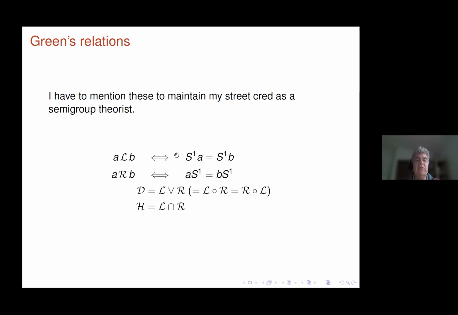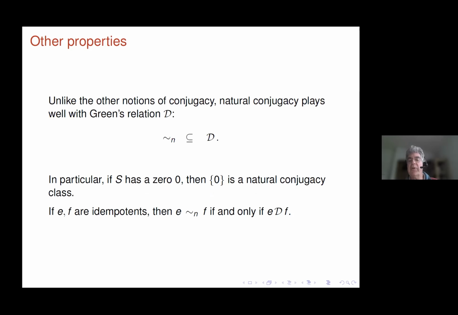So why am I mentioning Green's relations? Well, like I said, for one thing, I have to, and for cultural reasons. But the other reason is because natural conjugacy actually plays well with them, specifically with D. So unlike all the other notions of conjugacy, natural conjugacy sits inside D. That is, if you have two elements that are naturally conjugate, they are in fact D related.